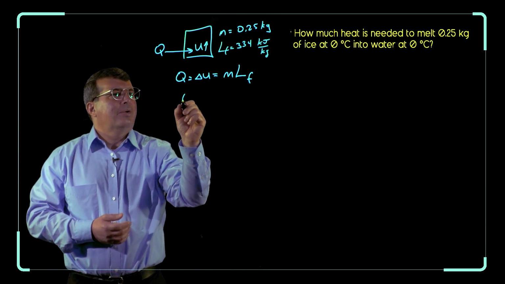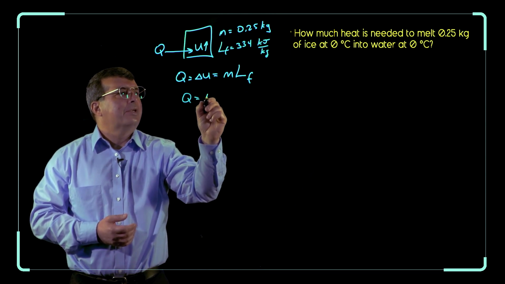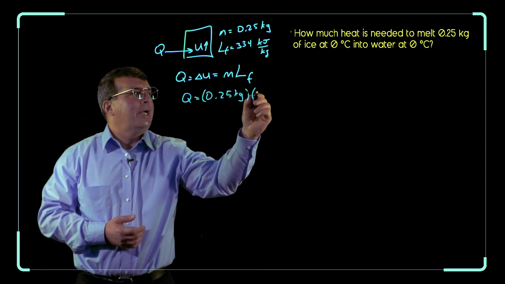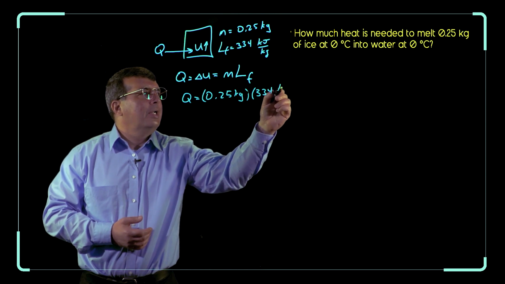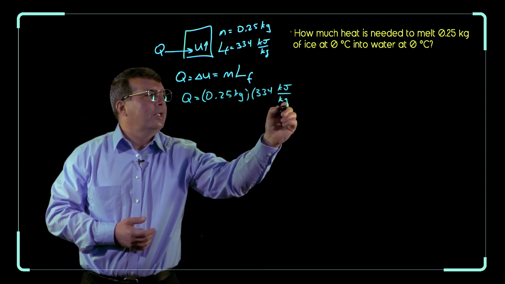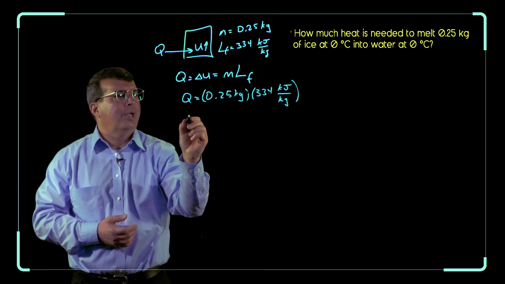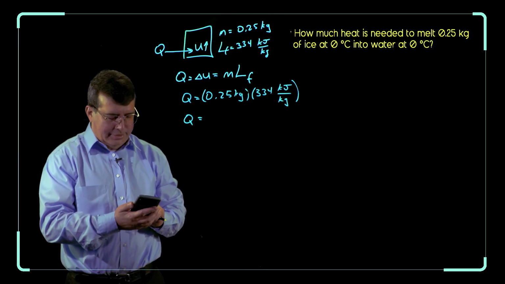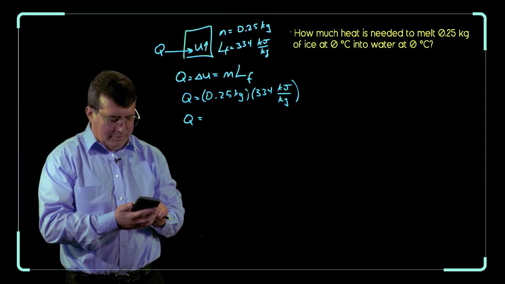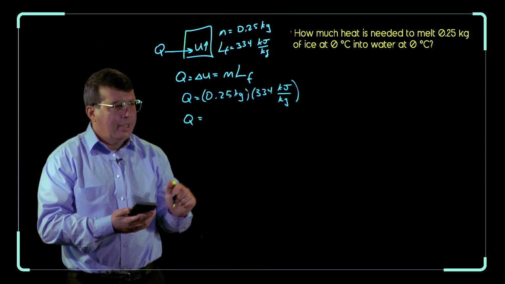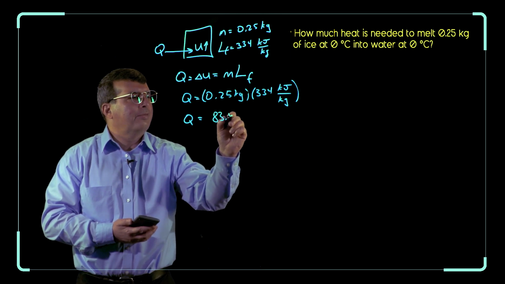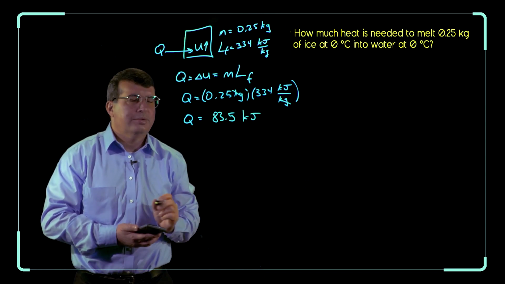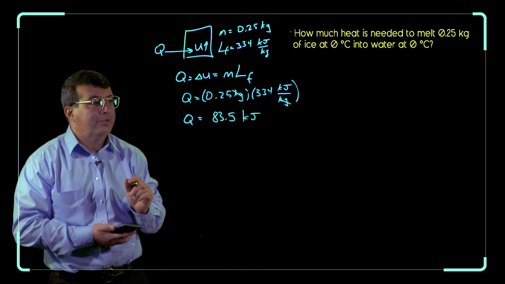Okay, so heat is equal to mass of 0.25 kilograms times 334 kilojoules per kilogram. Okay, so the heat, multiply those two together, is 0.25 times 334. That is 83.5. Kilograms cancel out, and my units are kilojoules. Okay, so it's 83.5 kilojoules of heat.